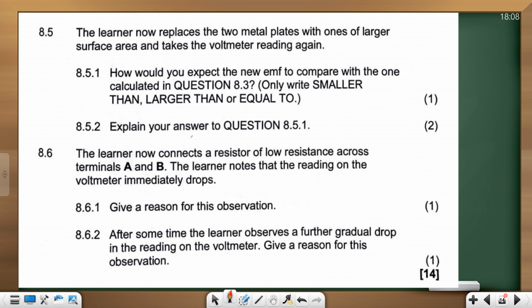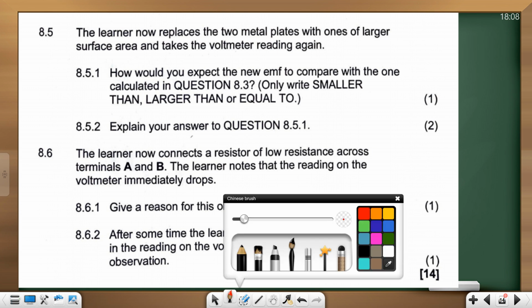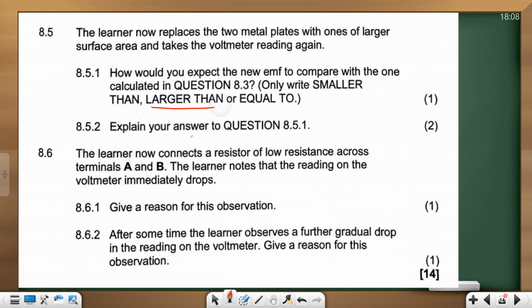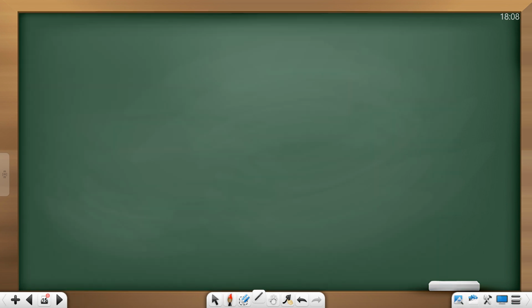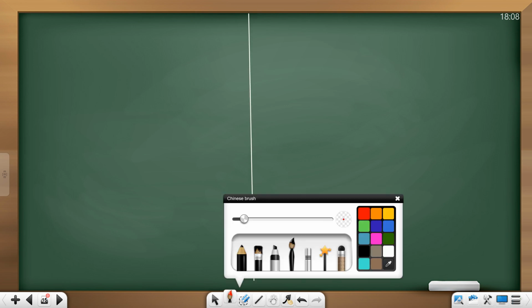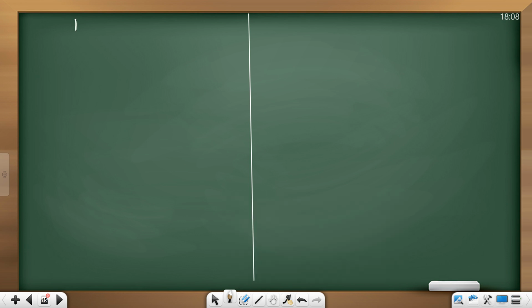It will increase. And I'll tell you why. Larger than. Explain why. A larger surface area. Let's quickly talk about factors that now affect what? Factors that affect EMF. Let's talk about it here. Number one, the size of the electrode, which is the answer to this one, right?